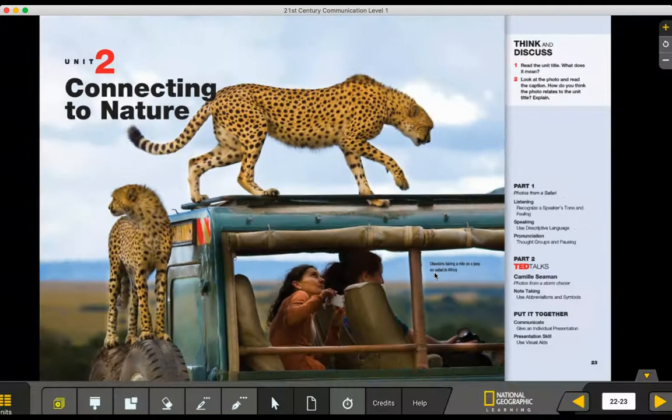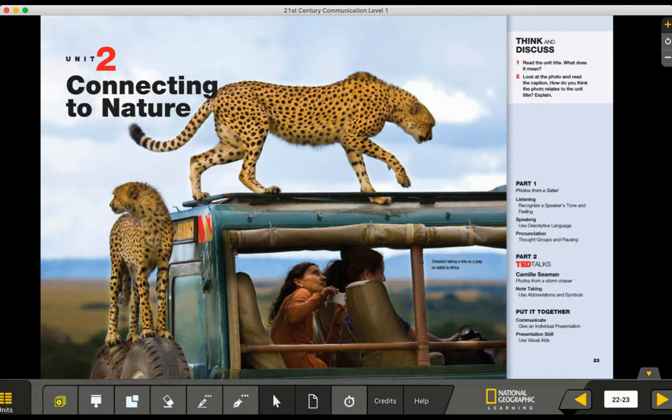Well, these are cheetahs. A kind of cat. This is a jeep, and these people are on safari. We will learn more about what safari means as we get into this unit.